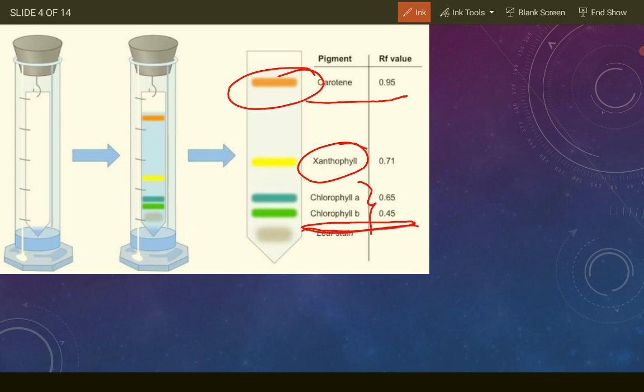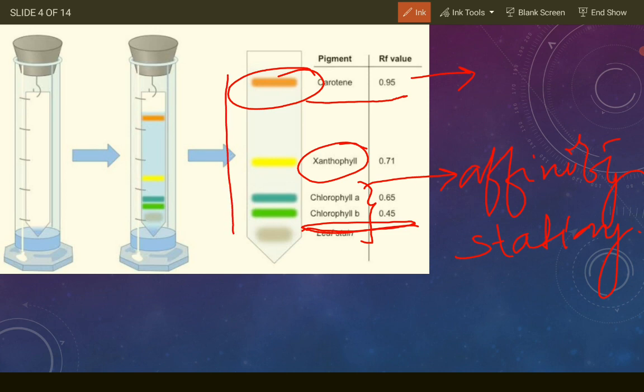So the chlorophyll A and chlorophyll B, you can say that they have more affinity towards the stationary phase than the mobile phase. While the carotene, which has the highest RF value, right, it has moved the furthest from the base with the mobile phase, has more affinity towards the mobile phase, right? So that is about that.